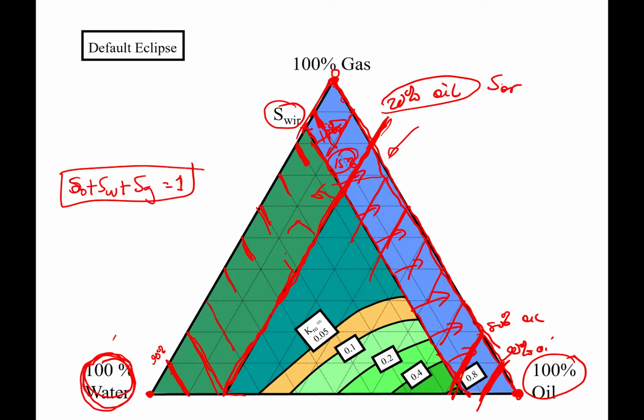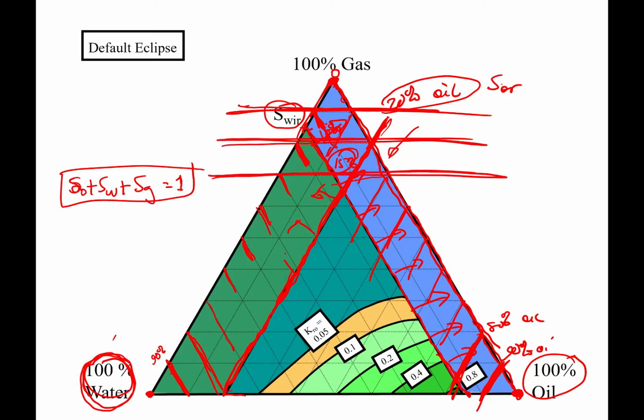So gas saturation starts here at 100%, 90% gas saturation, 80% gas saturation, 70% gas saturation, 60, 50, 40, 30, 20, 10%, 0% gas saturation right here. Again, no concept of residual gas saturation because all of the gas can be dissolved in the oil or water, and all we have when we deal with gas is critical gas saturation.